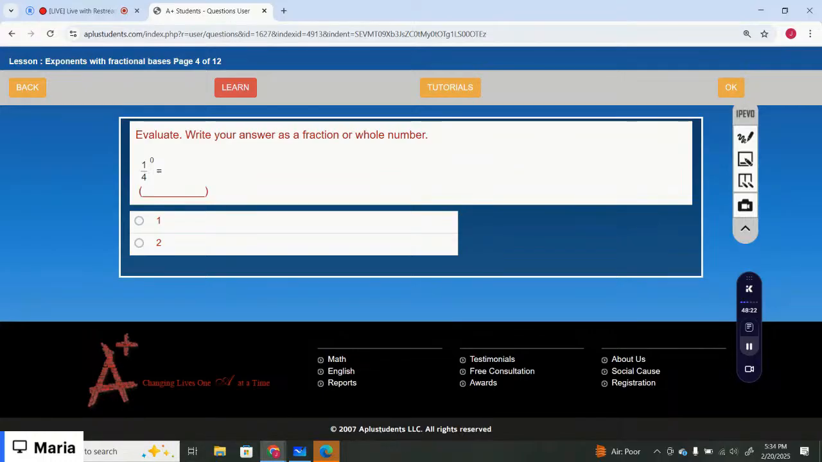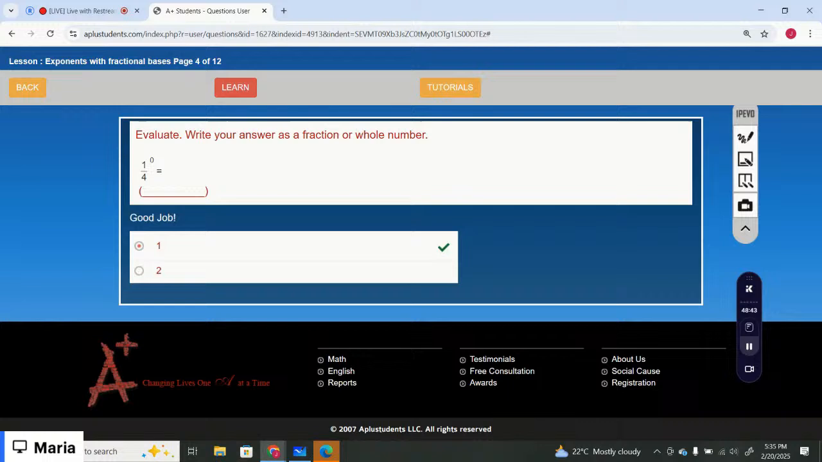Evaluate 1 by 4 exponent 0. So which is the correct option? 1 by 4 exponent 0 is 1. Option number 1 is the correct option.